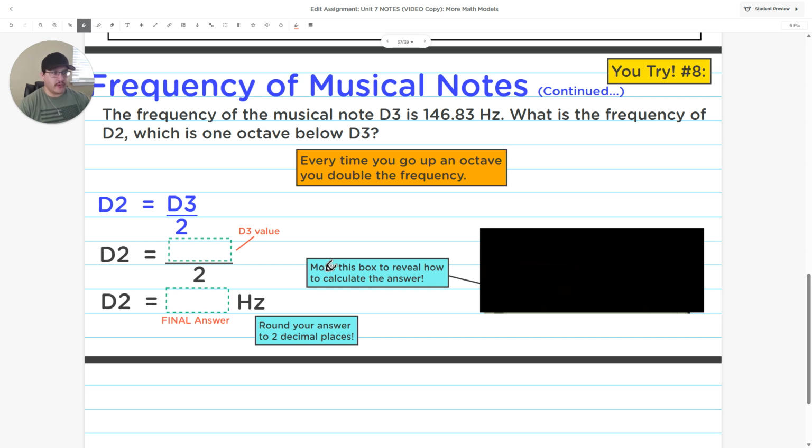Fill it out, figure it out on your own, and get your answer. Move the box if you're on ClassKick to check your answer and see if you did everything correctly. Otherwise, pause the video if you want to do that. Otherwise, I'm going to continue on and show y'all how to do this.